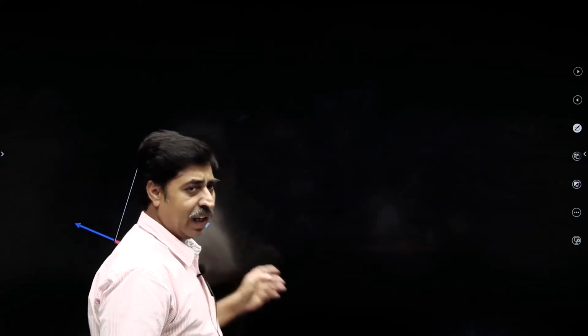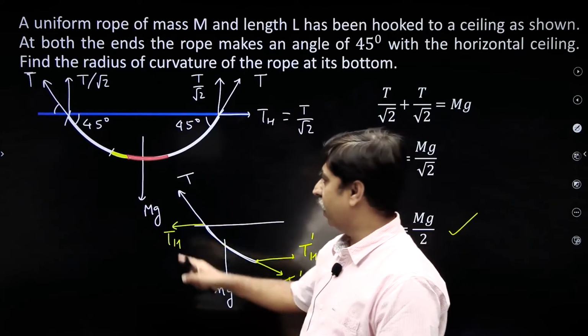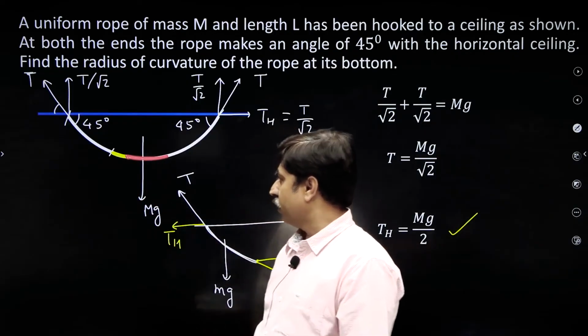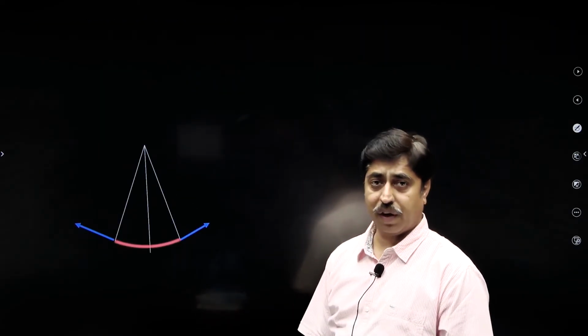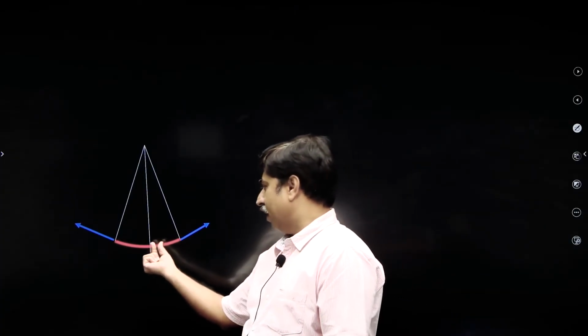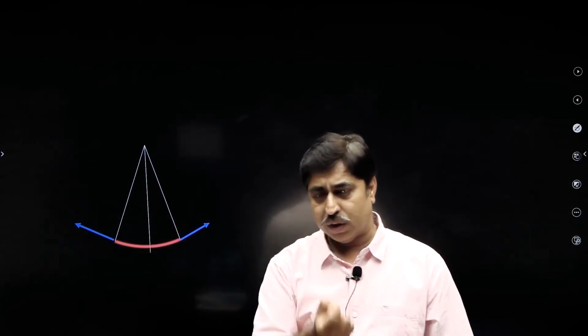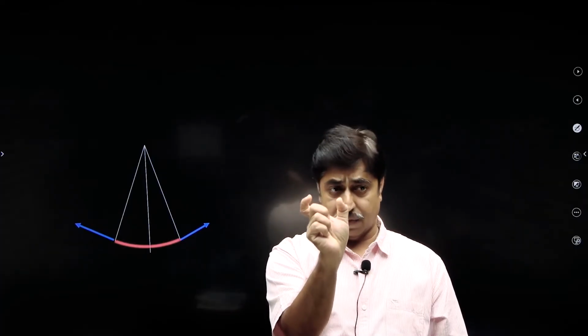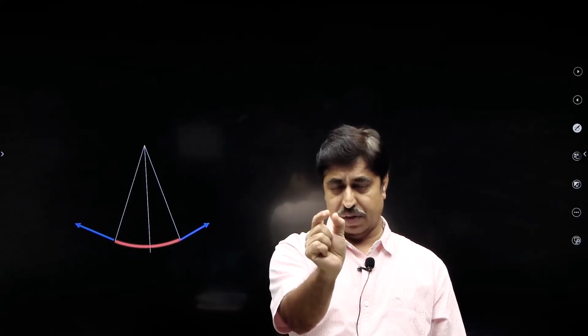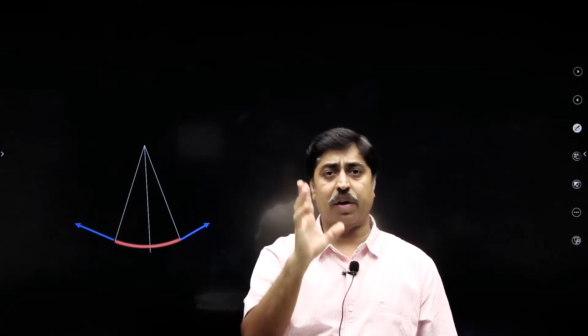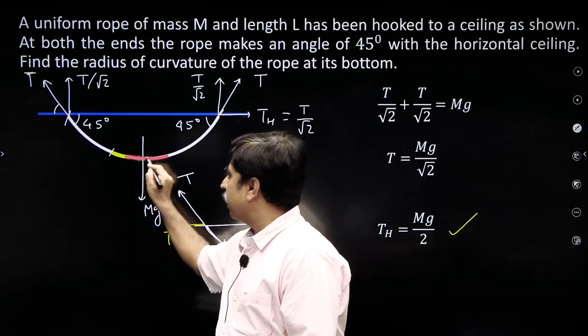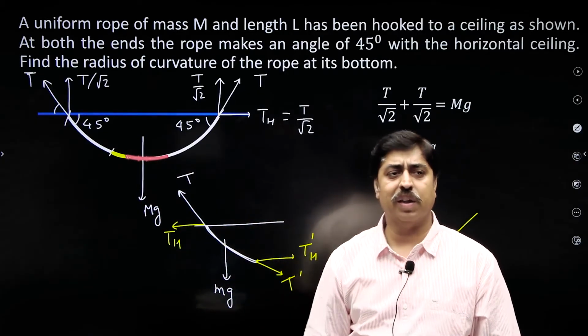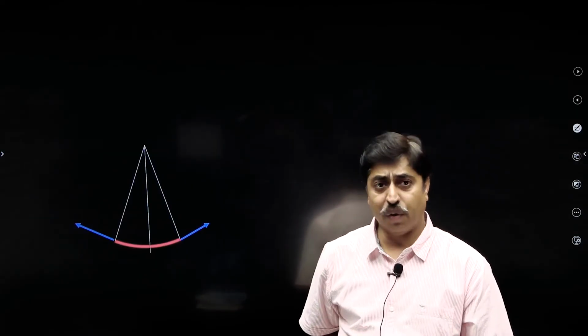Here I have magnified that diagram. I have just shown the red colored segment of the rope. This red colored segment is very small, extending equally on both sides of the lowest point. It is just like a dot. It is a very small segment, as small as you can think of.